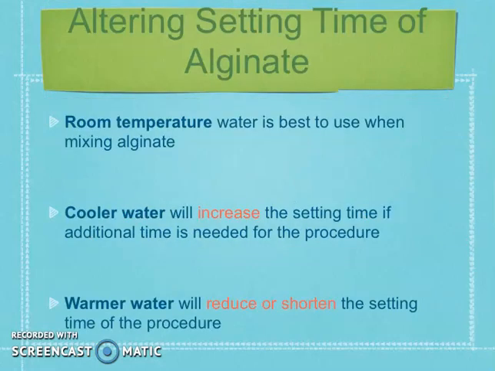So let's think about the water. Room temperature water is best when mixing the alginate. If you want to increase the setting time, so in other words, you can work with it longer, you need cooler water. If you want to reduce the setting time or make the material set up faster, then you need warmer water. So cooler water increases the setting time, okay? So that means you can work with it longer. The warmer water will reduce or shorten the setting time, so that means you have less time to work with it.